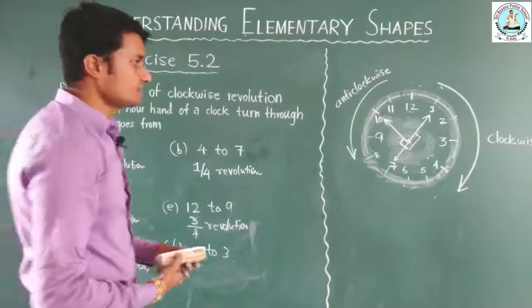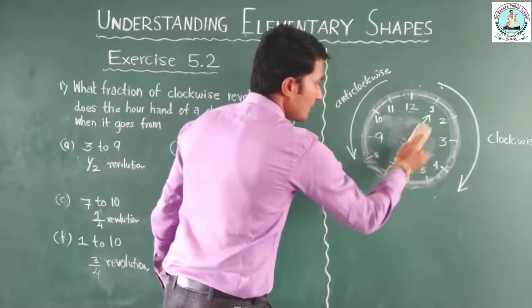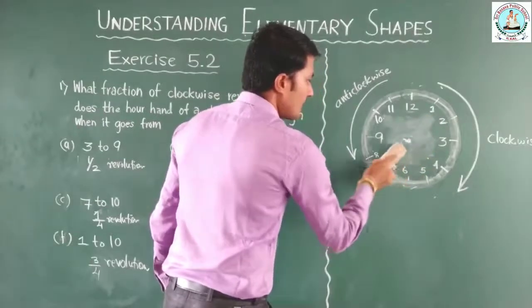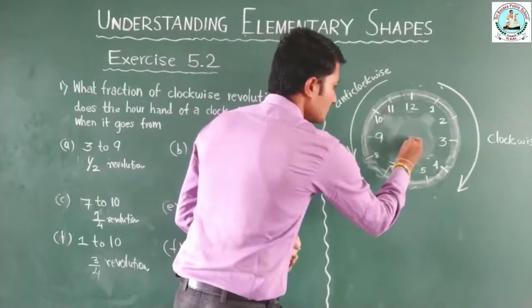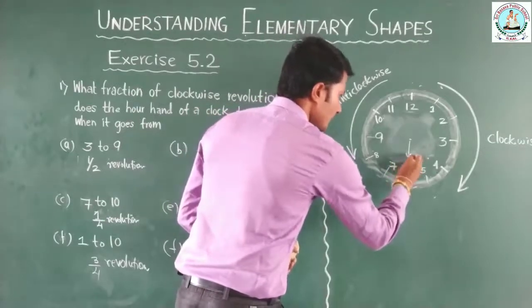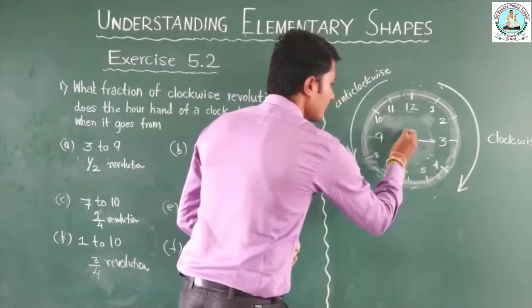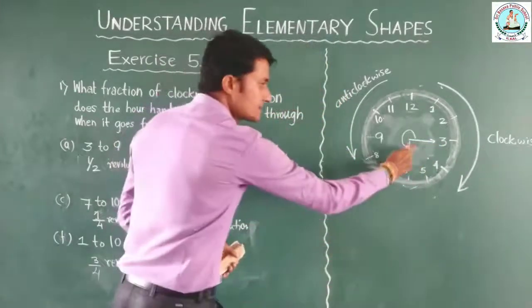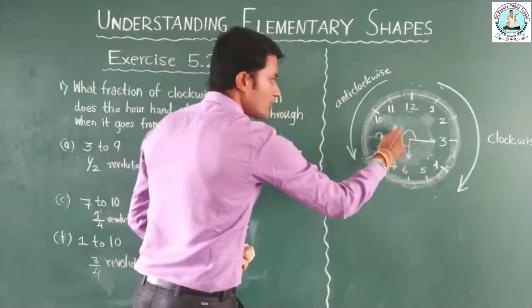Last one is 6 to 3. So your starting point is what here? Your starting point is 6 and your end point is 3, which means we need to find out this. It has started and we have to move in a clockwise direction.